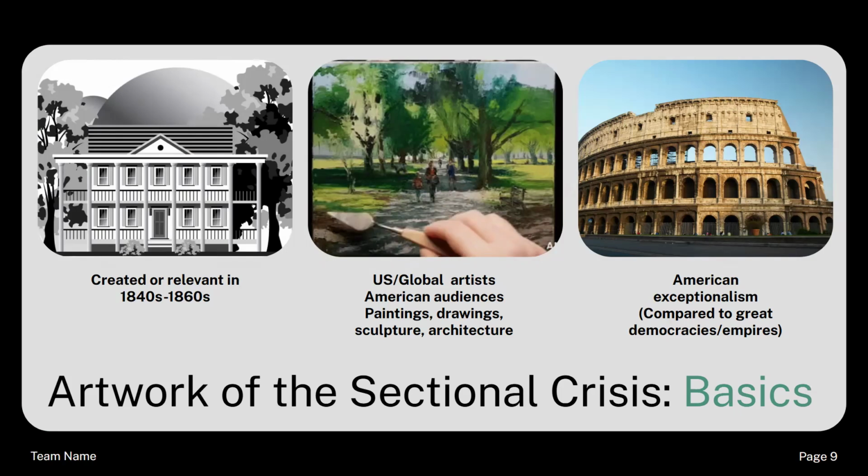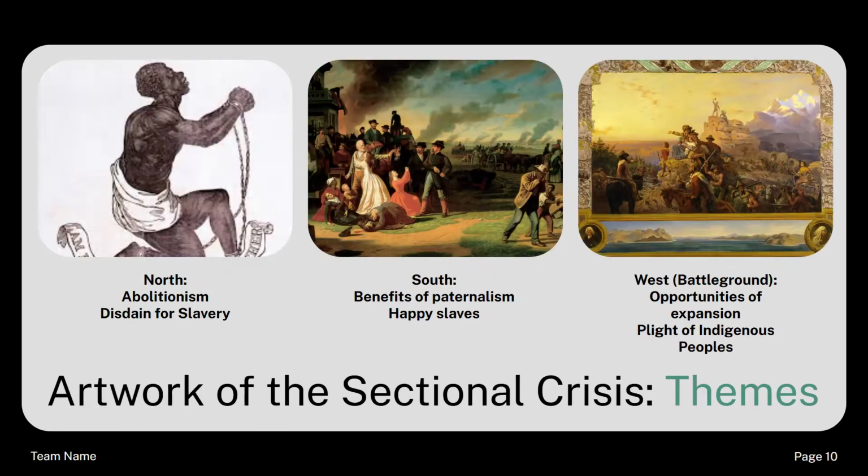And they might be paintings, drawings, sculpture, architecture. You'll see the words lithograph, you might see cartoons, you might see wood, right? Wood on canvas or color on wood, for example. Those are paintings. Almost every one of them has some version of American exceptionalism, comparing America to great democracies and empires in one way or another. What about themes? Well, you're going to see one of three things. You're going to see artwork that is about the North, presenting abolitionism and a disdain for slavery. You're going to see artwork that is either about or from Southern artists.